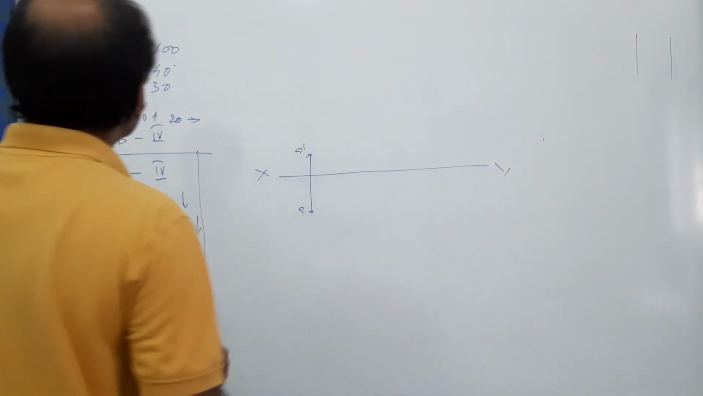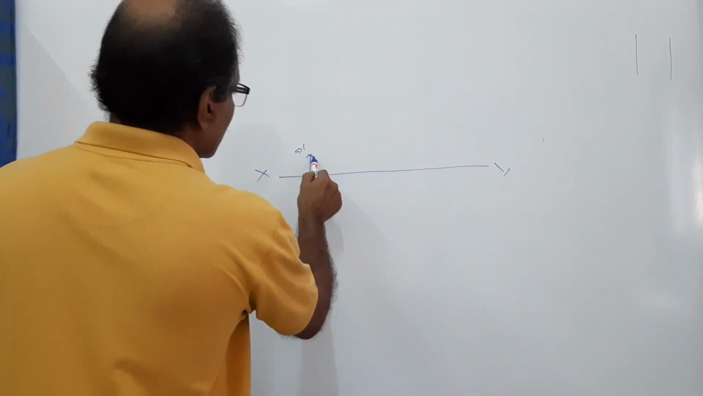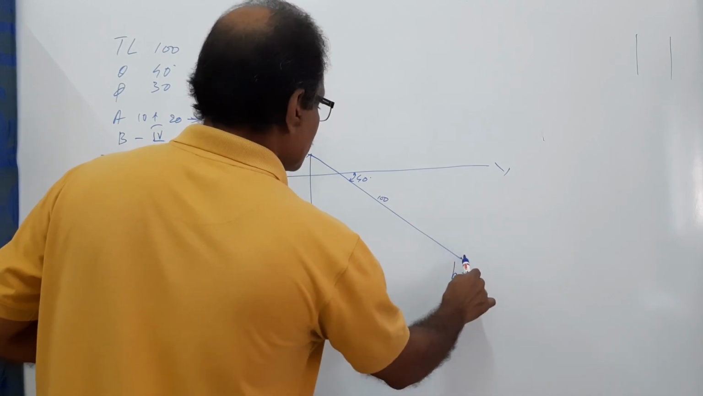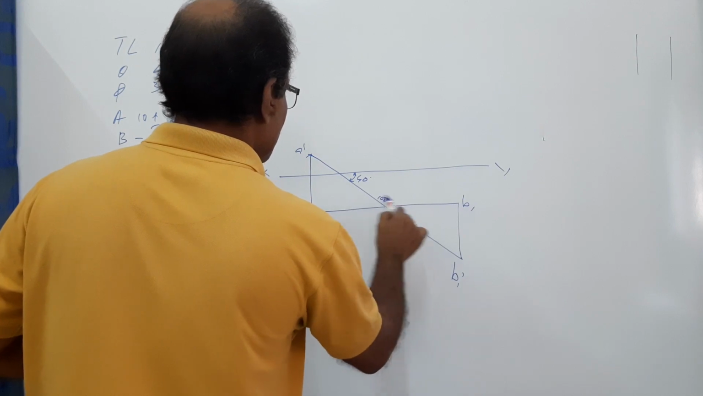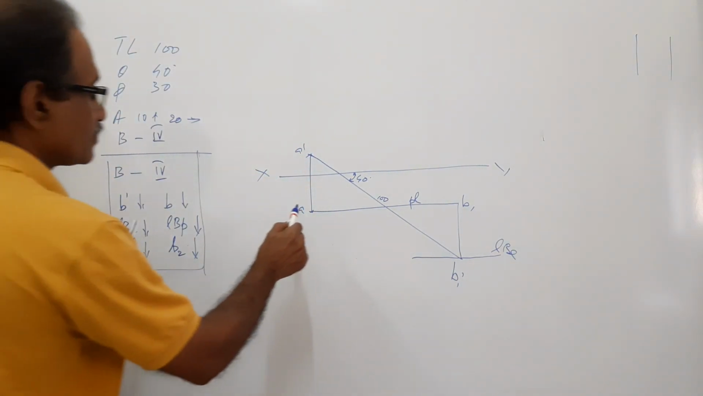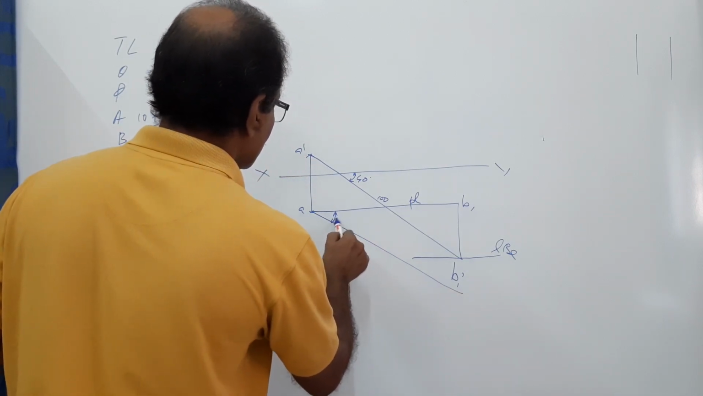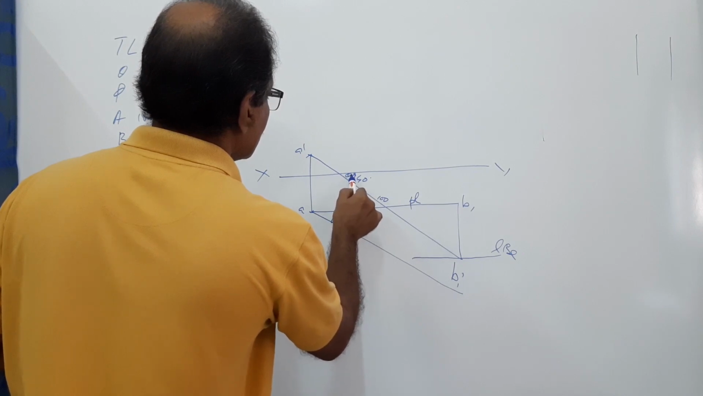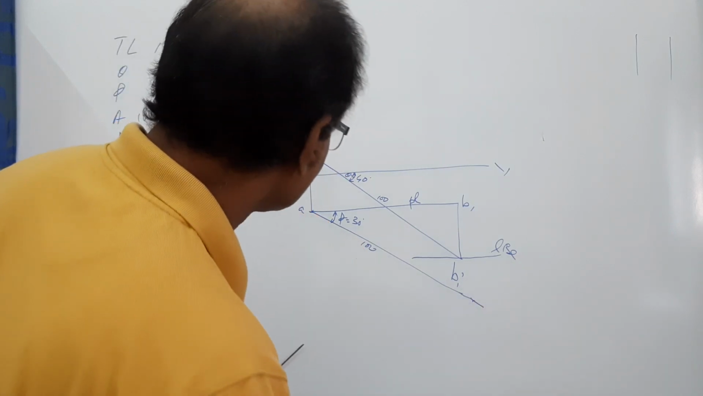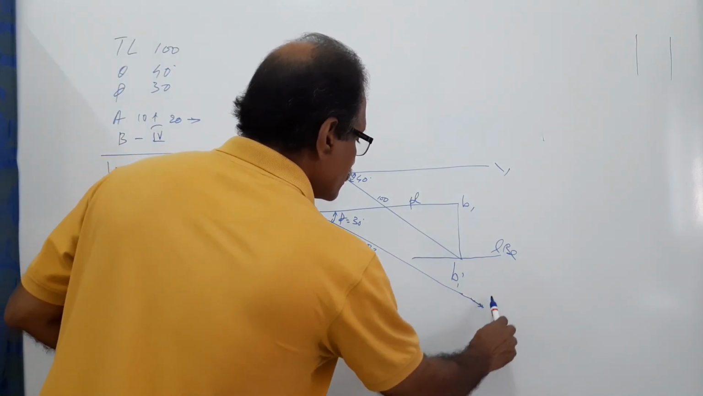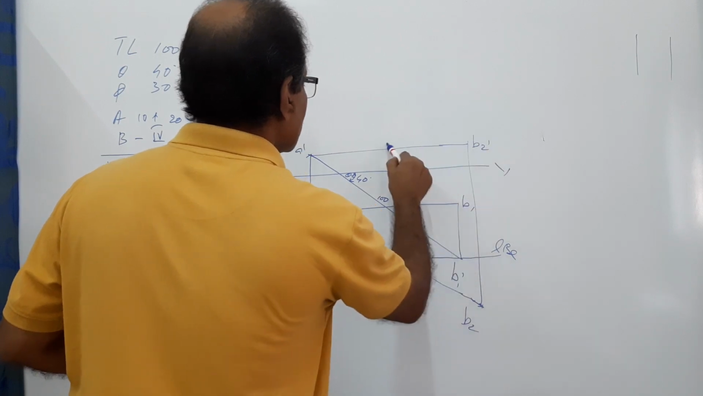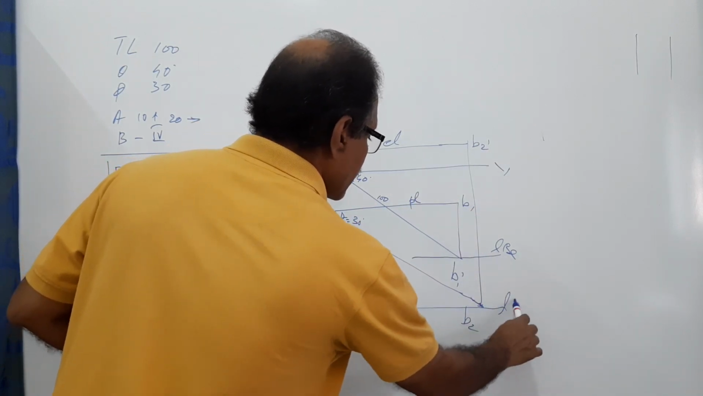A dash. A. B1 dash. B1. Plan length L B E. B2. B2 dash elevation length L B P.